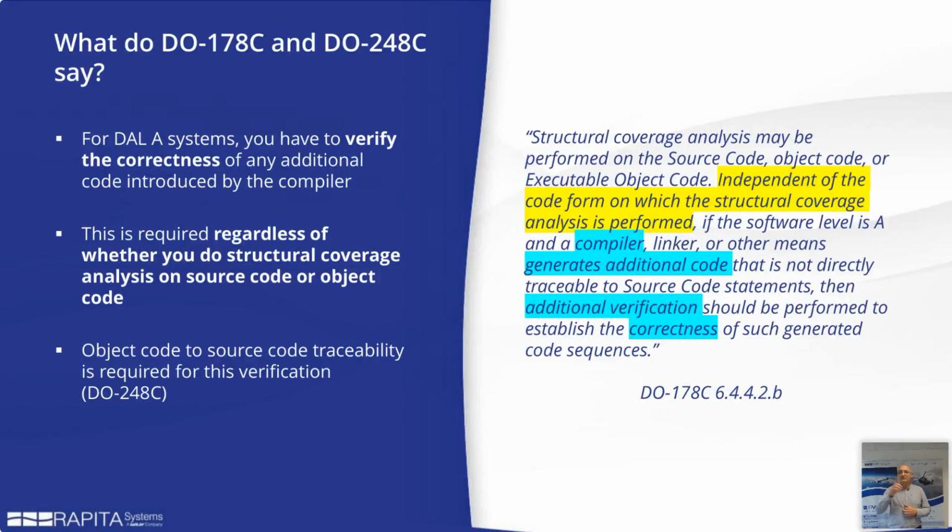And there is some notion of traceability from object code to source code. So if you have 100% source code coverage and there's a one-to-one mapping to the object code, then you can claim code coverage both ways. And this is what we try to highlight again on the actual text, which is, independent of where the code from which you do code coverage, if your system is at A and the compiler generates code, then you would need to verify that code and check that this code is correct. And on the side effect, you need to get code coverage.